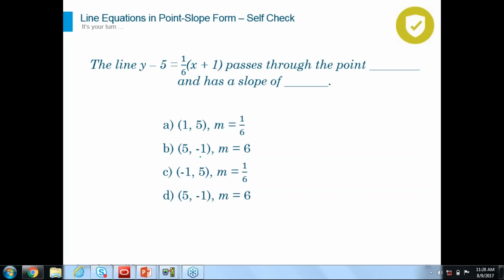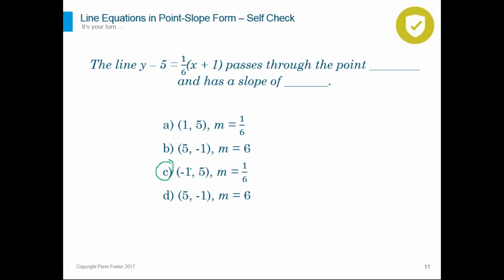And the answer is C. C is the right answer. The point is (-1, 5). See, it's a plus, but originally the form has a negative. So negative times a negative is a positive. That's why we have a positive. So negative 1 is the x coordinate. 5 is just a 5 because the form has a minus and it stayed as a minus. And then the slope is 1/6. So right away, you should have eliminated those other answers. Any question on this self-check question?